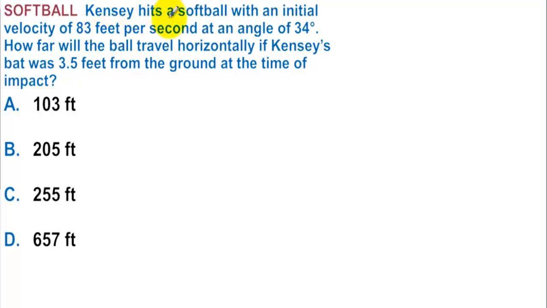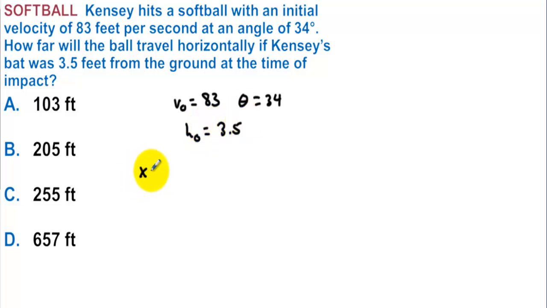Kenzie hits a softball with an initial velocity of 83 feet per second. So 83 is an initial velocity. At an angle of 34 degrees, theta is equal to 34. How far will the ball travel horizontally if Kenzie's bat was 3.5 feet from the ground at the time of the impact? So the initial height is 3.5.